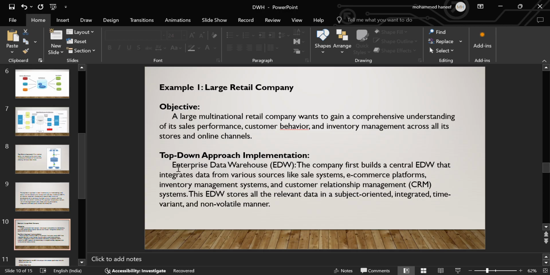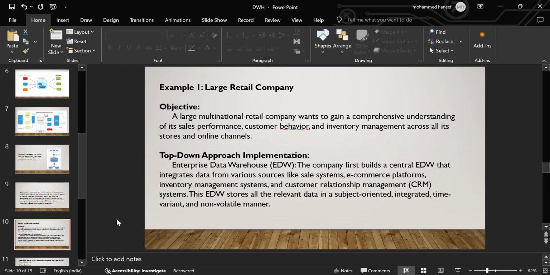Under that, top-down approach implementation. How will you be implementing the enterprise data warehouse? I have collected a few examples. In an enterprise data warehouse, the company first builds a central data warehouse that integrates data from various sources like sales systems data, e-commerce platform data, inventory management systems data, and customer relationship management data. These are all the different subjects we have: sales, inventory, e-commerce, and customer relationship, CRM data. That will be integrated and stored in the EDW.